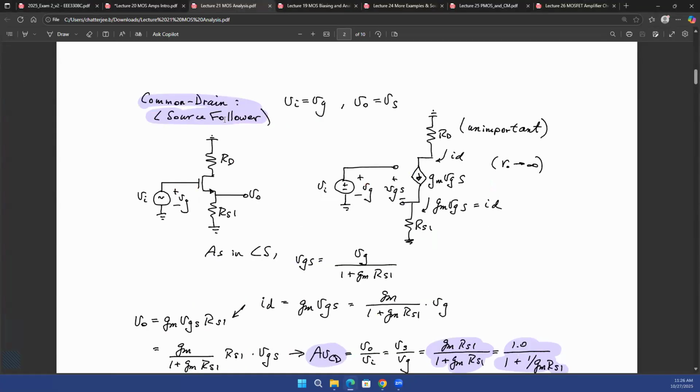Why is this called a source follower? This is called a source follower because the output is taken at the source and the source voltage follows the gate voltage, which is the input. The input is at the gate. Whatever voltage you provide at the gate, the output, which is at the source, follows that input voltage. And that's why it is called a source follower. And that also gives you the impression that the gain of this circuit will be equal to 1 because it's a follower, it's not an amplifier.